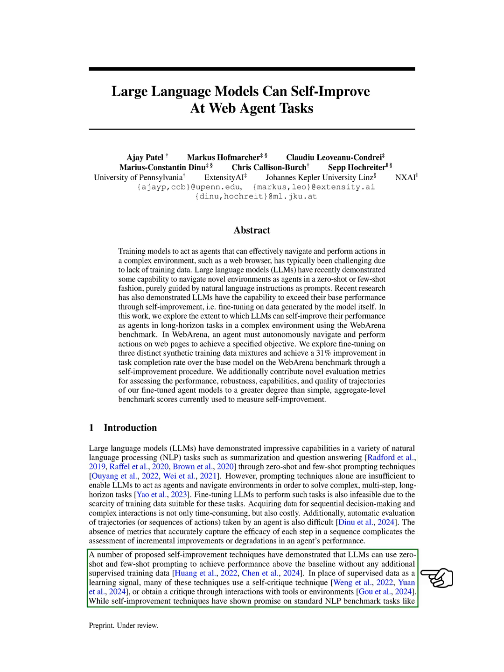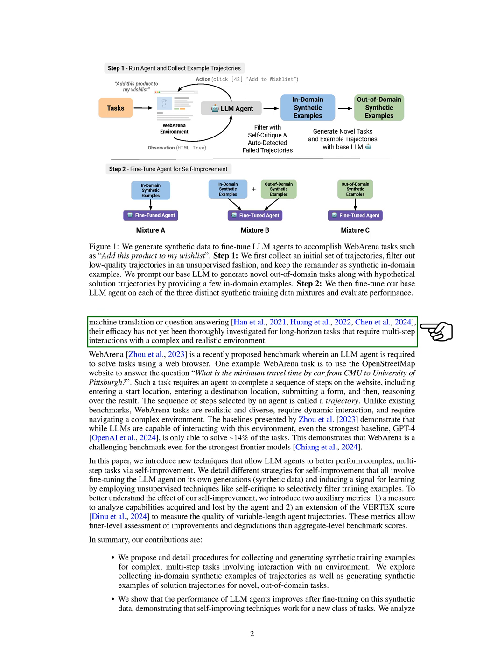Previous studies have shown that LLMs can enhance their performance using self-improvement techniques that rely on zero-shot and few-shot prompting. Instead of using additional supervised training data, these techniques involve self-critique or feedback from interactions with tools or environments. While these methods have shown promise in standard NLP tasks, their effectiveness in long-horizon tasks that demand multi-step interactions in a realistic environment is not well understood.